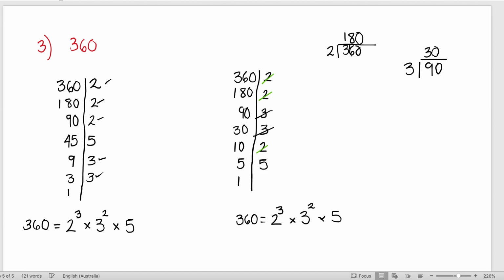Wonderful. So you can see that this answer and this answer are exactly the same. Okay, so it doesn't matter in which order you do these ones, as long as you're keeping the rule of having only prime numbers on this side of the line. Wonderful.